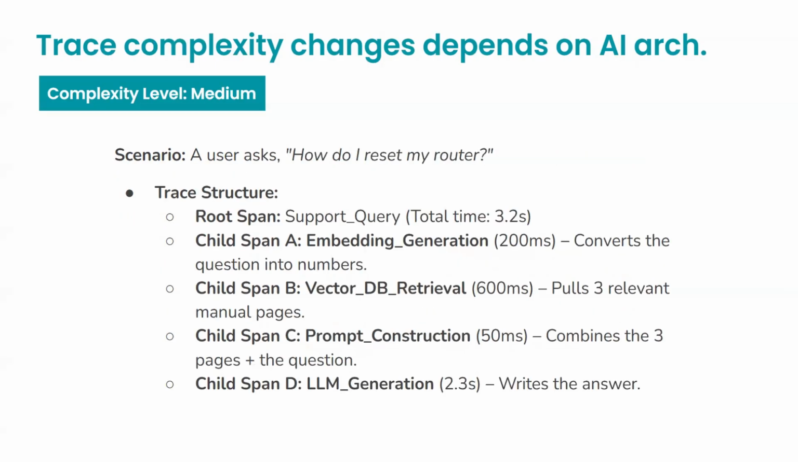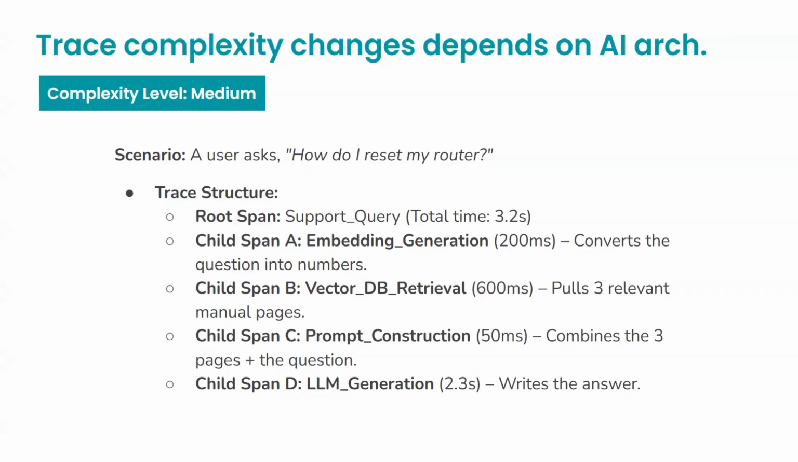Now let's move from a simple system to something more realistic, a medium complexity AI architecture. Here the scenario is a user asks, how do I reset my router? At first glance, this seems like a simple question. But unlike translation, the system does not already have the answer baked into the prompt. Instead, it needs to retrieve relevant information before generating a response. This is where things start to get more interesting. Let's walk through the trace.